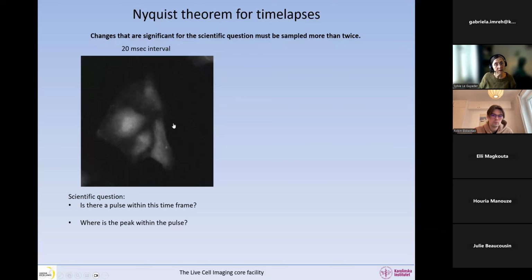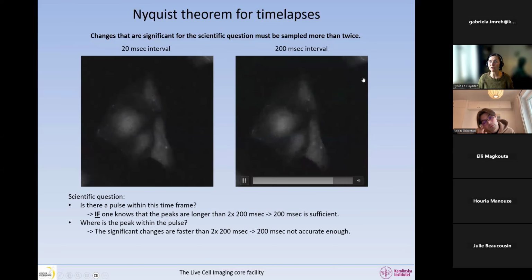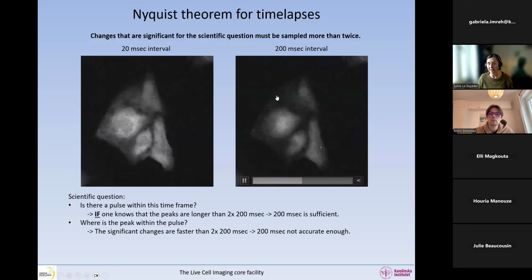And then if we look carefully, maybe we can define where the peak of the pulse is. So maybe we would say here is the peak of the pulse. So we're quite precise in knowing. But if now we decide to instead image at a 200 millisecond interval, so 10 times less, this is what we're seeing.